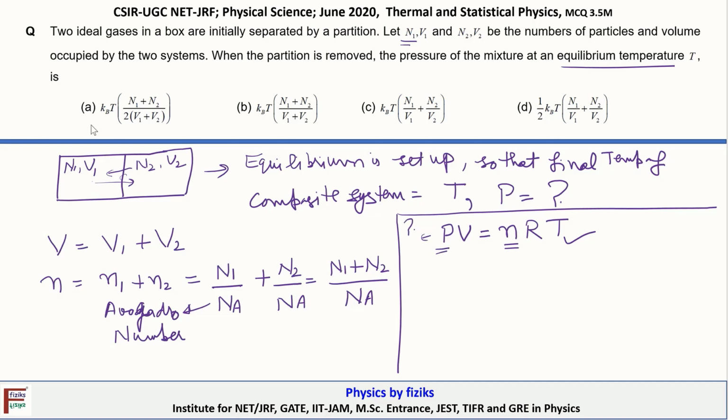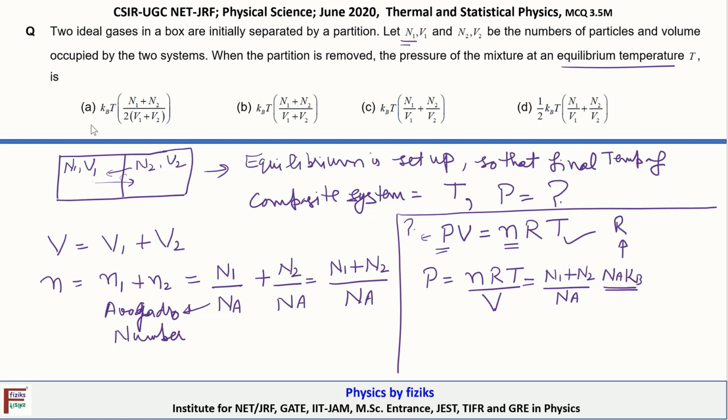From this relationship, P is equal to the number of moles multiplied by R multiplied by the common temperature T, divided by the common volume V. So here we will substitute the value of all these variables for the composite system. So n is equal to N1 plus N2 divided by Na. So this is equal to n. And then R we can rewrite as Avogadro number multiplied by Kb.